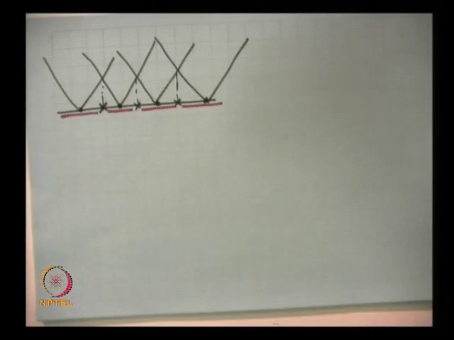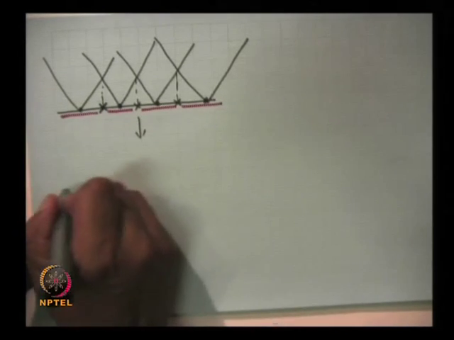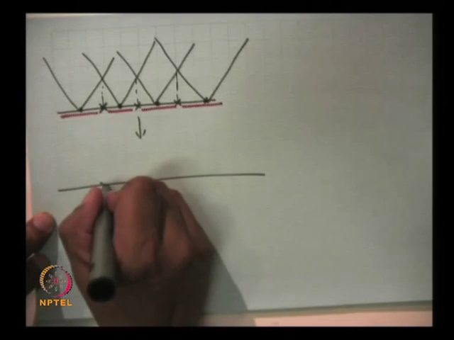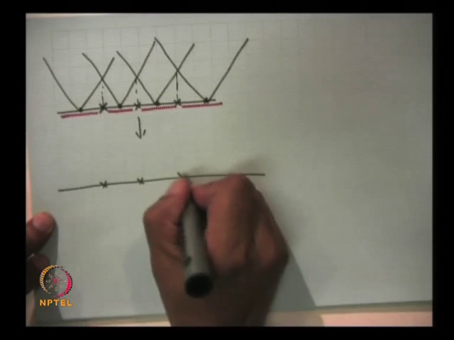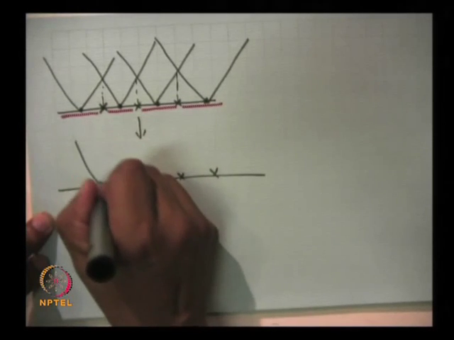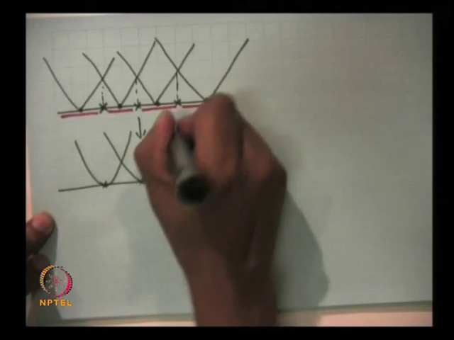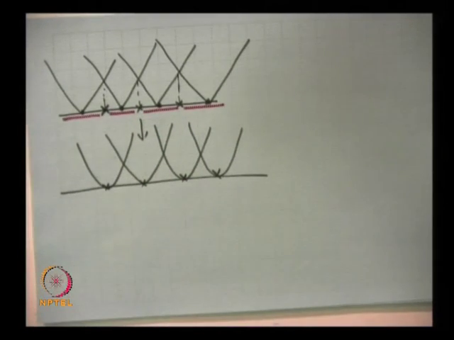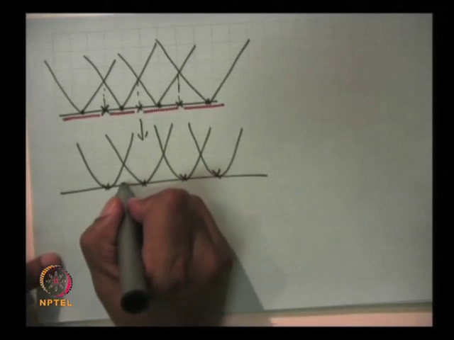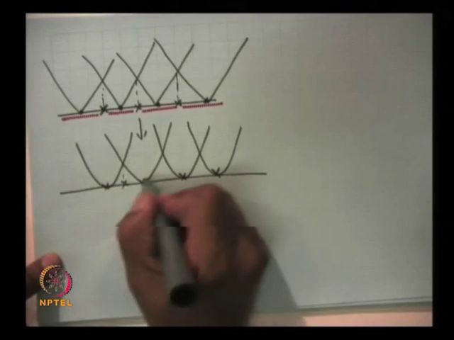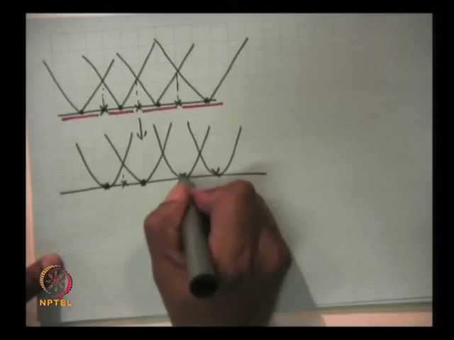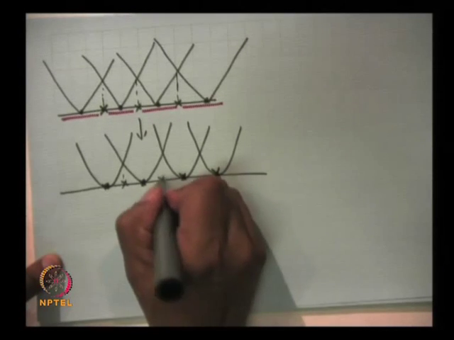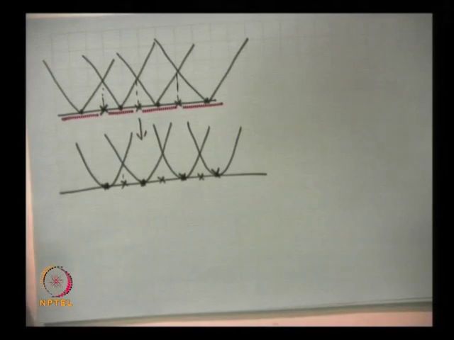And this was the minimization diagram. I squared it, I replaced them by parabola. In that process, I did not change the minimization diagram.